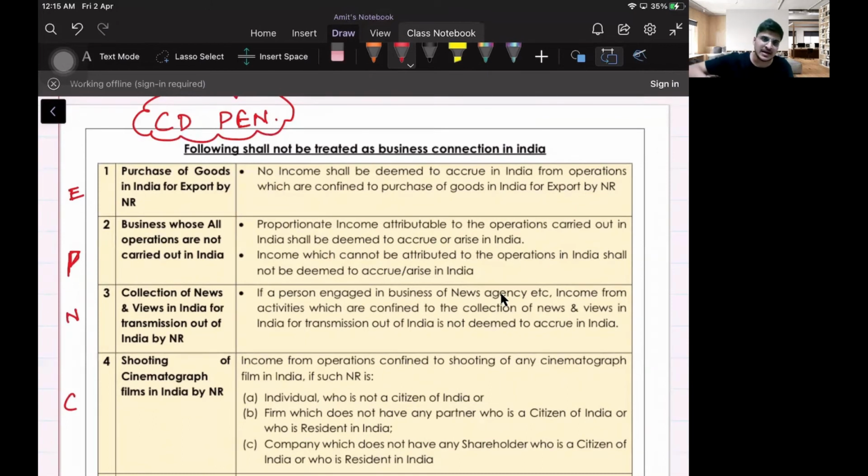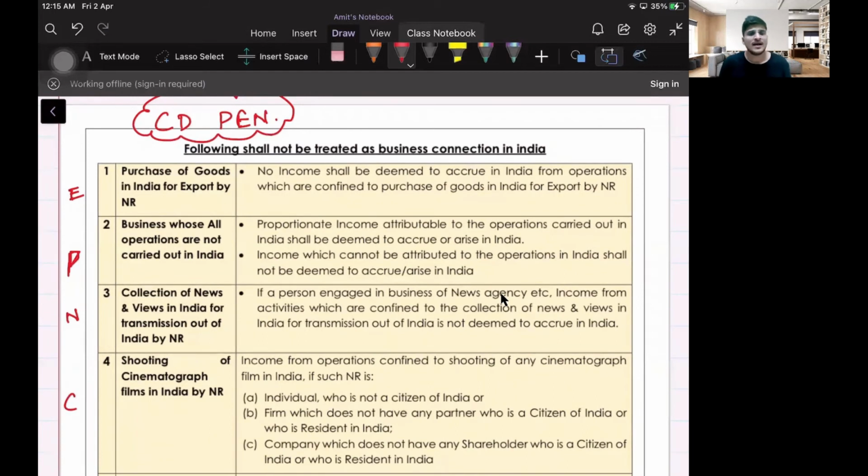E is what? Purchase of goods in India for export by non-resident. What is he doing? Purchase of goods in India. That's it. Non-resident wants to export that. That's why he is purchasing certain goods from India. That is the only thing which he is doing, only for the export purpose. If he is doing that, then whatever income he will generate from India, it will not be taxable in India, and there will be no business connection in India.